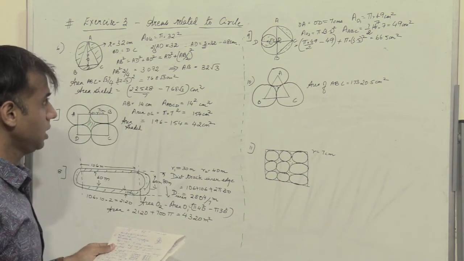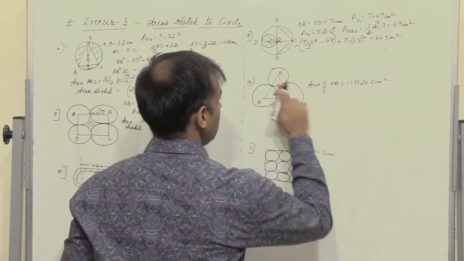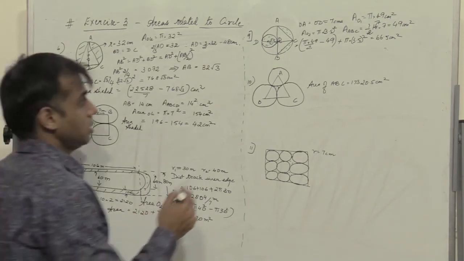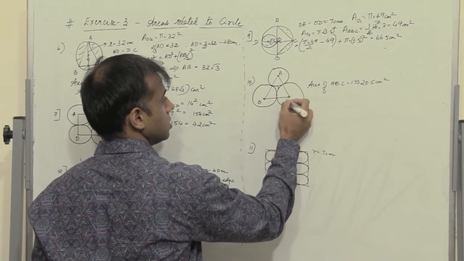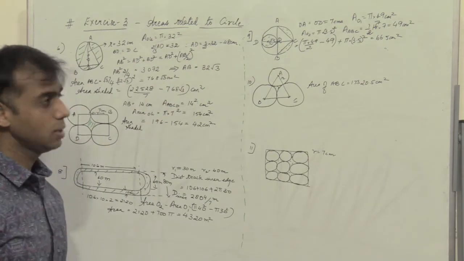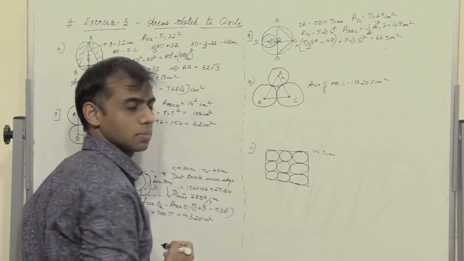Next, we need to find the area of this shaded region, where the area of the triangle ABC is 17320.5 centimeters square, where ABC is an equilateral triangle, and ABC form the center of the circles, right? So this is the radius. If I find the side of the equilateral triangle, the radius of the circle will be half its side.